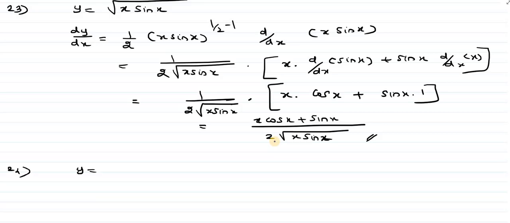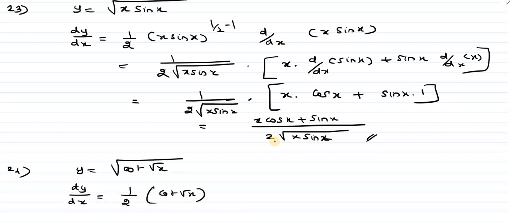Next, y equal to under root cot root x. So what it will be? Dy by dx, first power, that is 1 by 2 cot of root x to the power half minus 1. So d by dx of what it will be? Cot root x I need to differentiate. Correct?